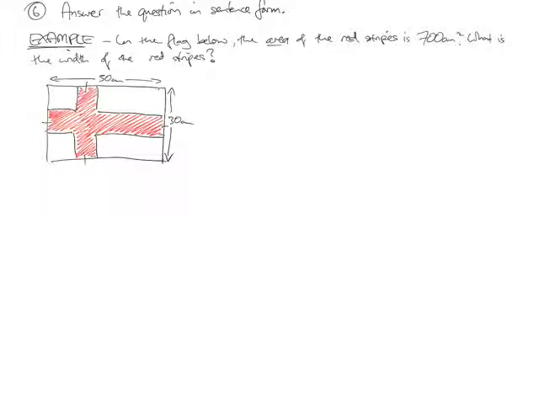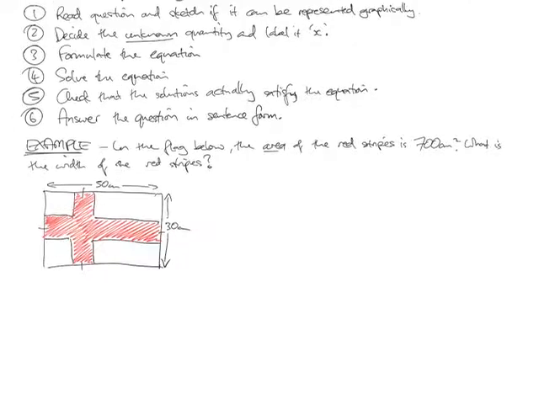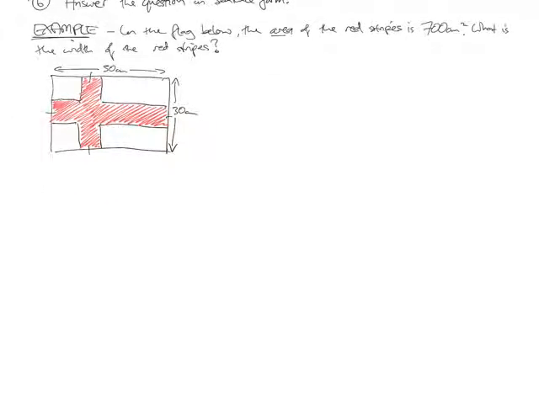So let's have a look at this particular example. In the flag below, the area of the red stripes is 700 centimeters squared. What is the width of the red stripes? Step 1 is to read the question and visualize. I've read it. It's visualized for me. Step 2 is to decide on the unknown quantity. Well, it's asking what is the width of the red stripes, so x is going to be the width of the stripes.